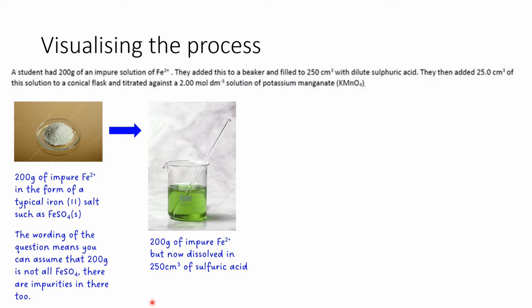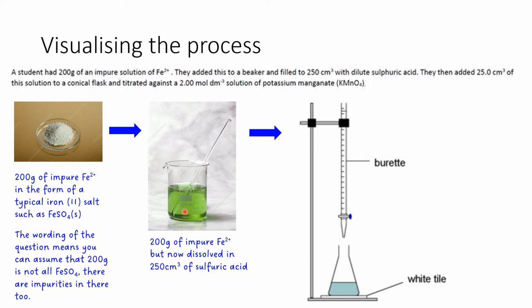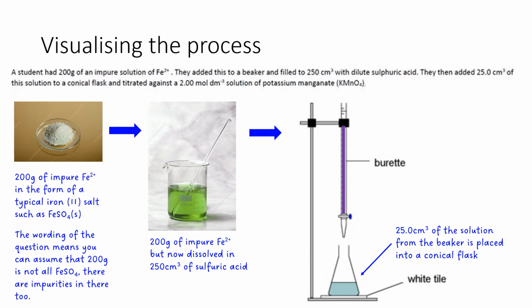So the first thing to do is to dissolve the solid in some sulfuric acid. The reason for the sulfuric acid and not water will become apparent in a moment. Then you take a small portion of that, 25 centimeters cubed to be exact, and you put it into a conical flask. That's chosen because it's a nice easy scaling factor. It's a tenth of the amount we started with. But not all questions will give you this in that easy form. You might have to do a bit of calculating to work out how many times this goes into this, for example. But I'll show you how to do that in a second. So you add your standard solution of potassium manganate, and now we're ready to go.